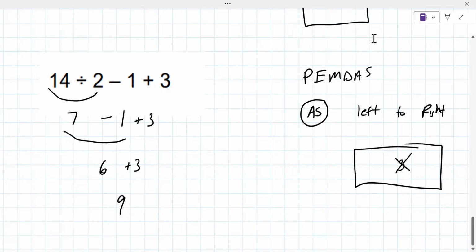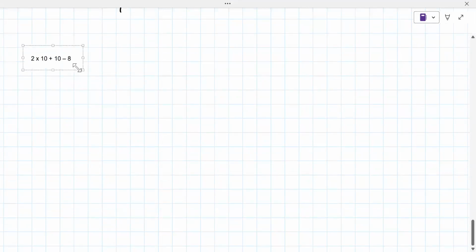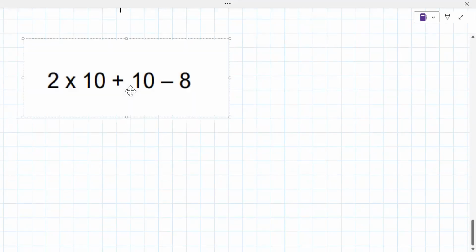Okay. So let's do another one like that. Do you see your mistake, or do you see where you ran into issues on that one? Yeah, I went from right to left. Okay. So just like we read left to right, you got to do it in that order. So here's another one for you to try, please.